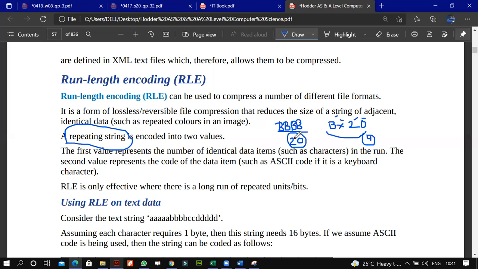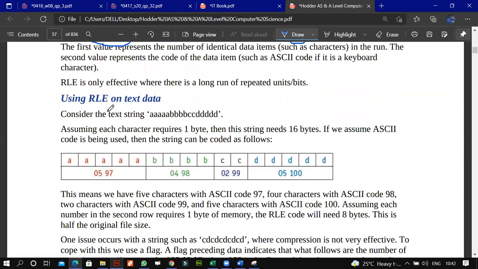तो वो save हो गया. इसको run length encoding कहते हैं. We'll look at more examples. आप देखो text data, run length encoding on text data. We'll talk about run length encoding with regard to text, and we will talk about run length encoding with images today as well.